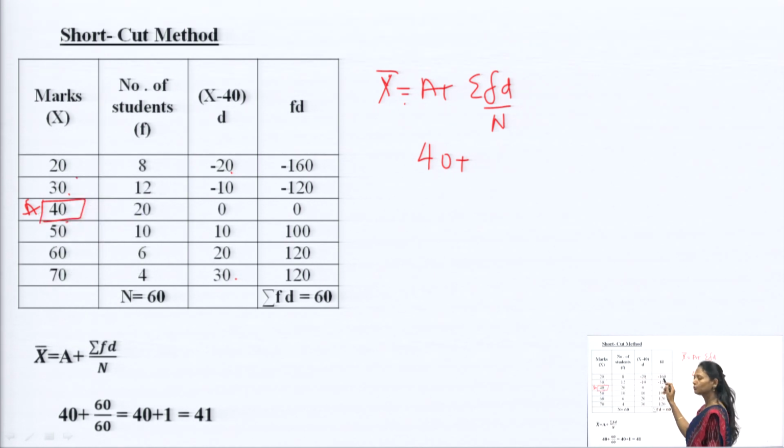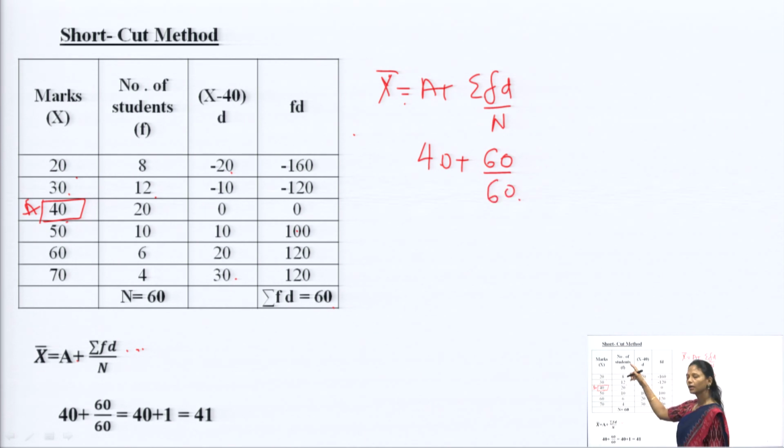8 into minus 20 gives you minus 160, 12 into minus 10 gives you minus 120, 20 into 0, anything multiplied by 0 gives you 0, 10 into 10 gives you 100, 6 into 20 gives you 120, 4 into 30 gives you 120. When I add all these, I will get summation of f d, that is equal to 60, because it is needed in the formula. So, I have a, I have summation f d, I have n. So, 40 plus 60 whole divided by n, which was 60.